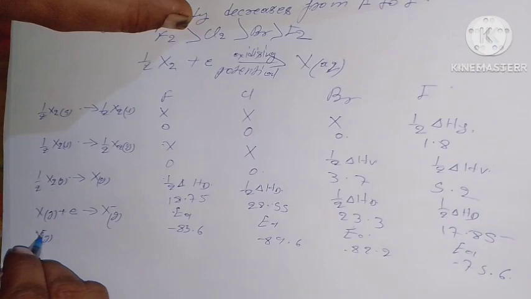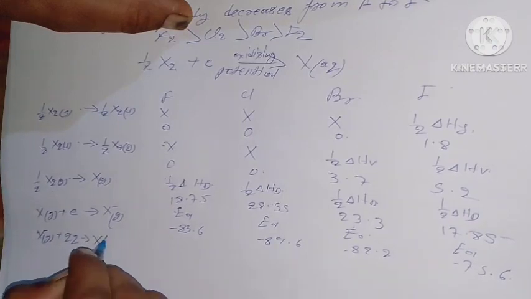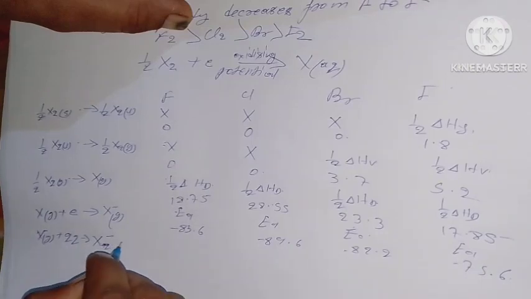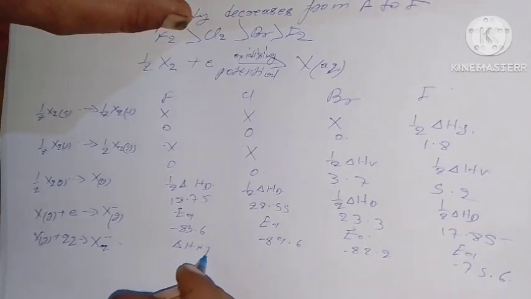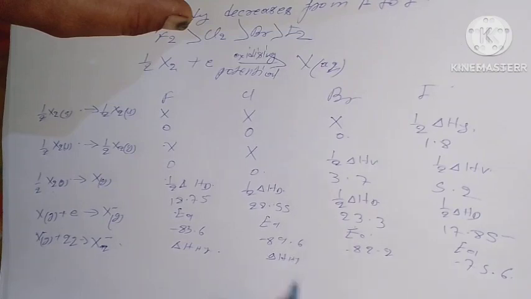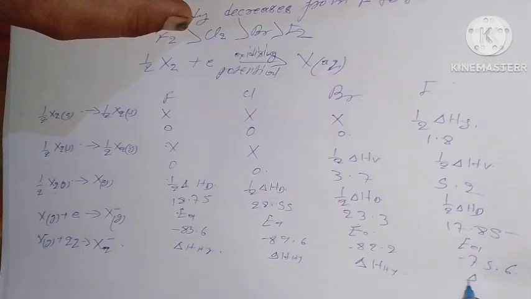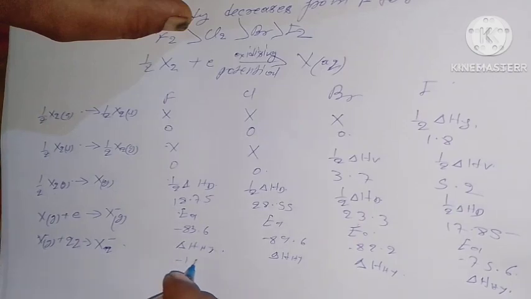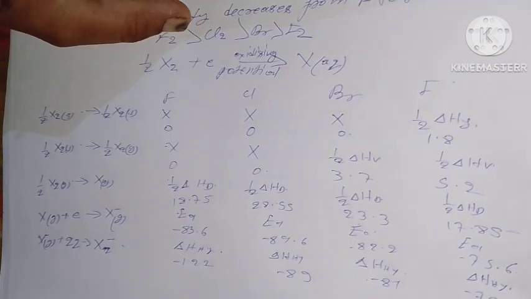And the gaseous halogen negative ion is converted into the aqueous halogen negative ion, with delta Hy, the heat of hydration. The values of delta Hy are minus 122, minus 89, minus 81 and minus 72.